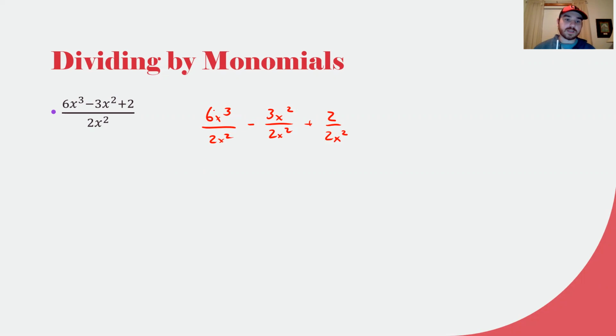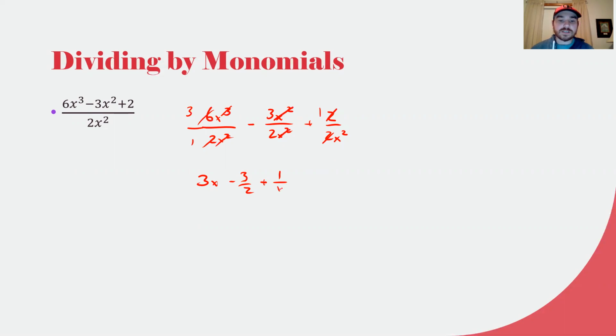So first one, we're going to cancel the 6 and the 2. We're going to get 3 and 1. And then x cubed will cancel with x squared to get just x. Right, x times x times x over x times x. You cancel 2 of them, you're left with 1 on top. So this gives us 3x. Then we have 3x squared over 2x squared. Cancel the x squareds, can't do anything with this, so we have minus 3 over 2. And then this one here, we can cancel the 2's, but then we're left with 1 over x squared.